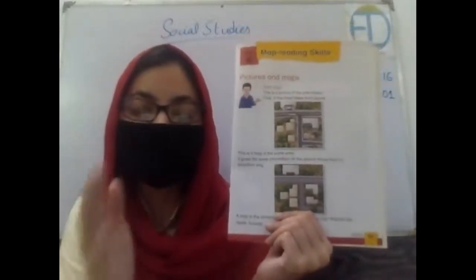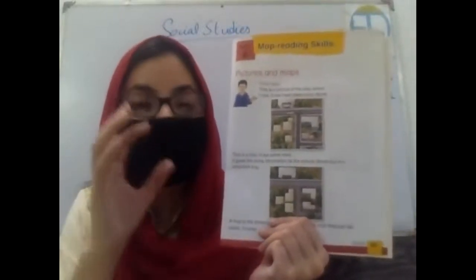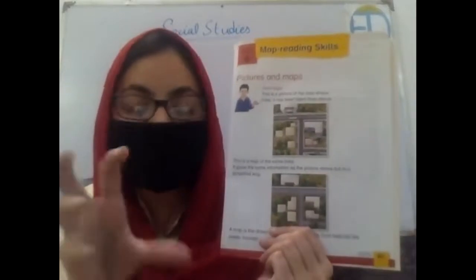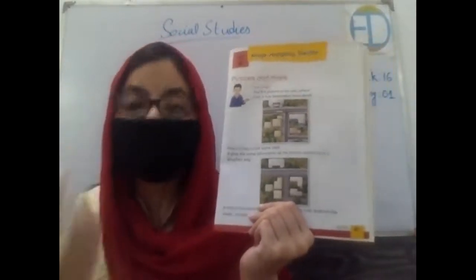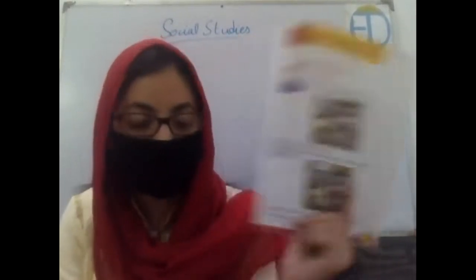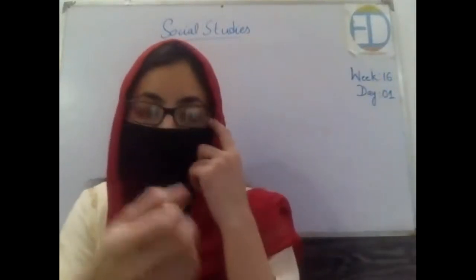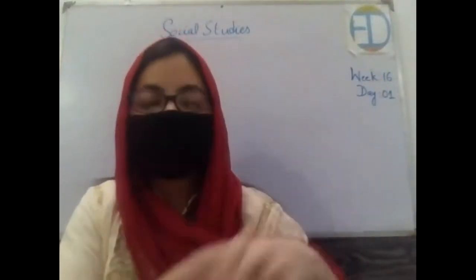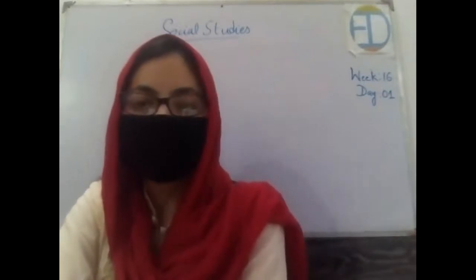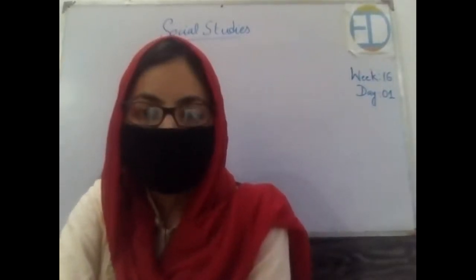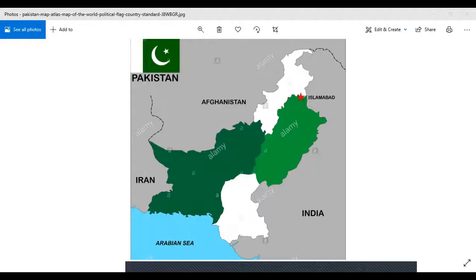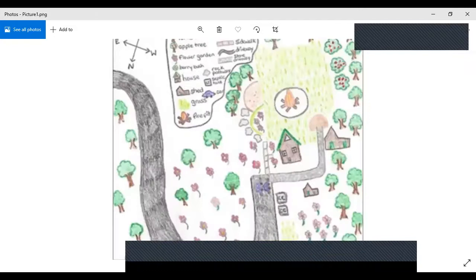And what is the difference between the map and a picture? A map is more like a picture, but it gives us simplified information. Got it? Okay, now in order to understand this in a better way, I'm going to show you some pictures of maps. I'm sharing the screen. Show me a thumbs up if it is visible to you or not, okay? Is it visible? Excellent. Look at this picture.